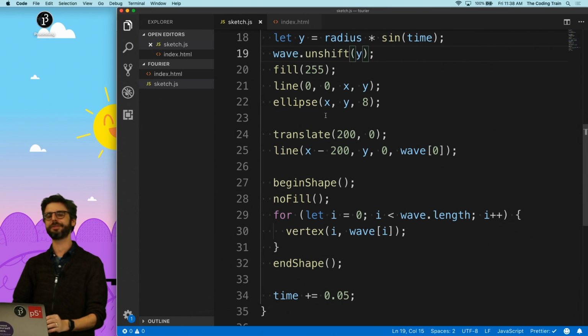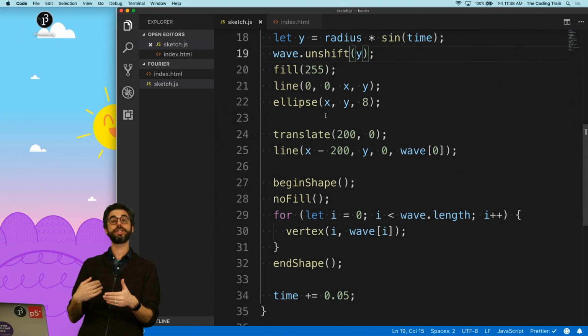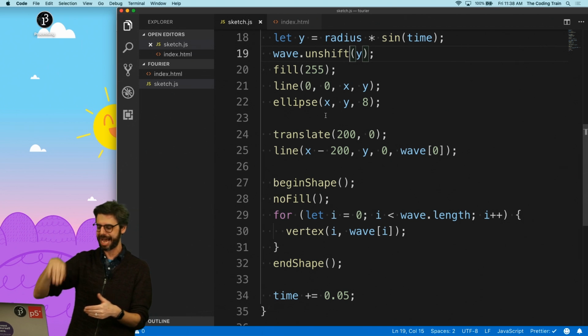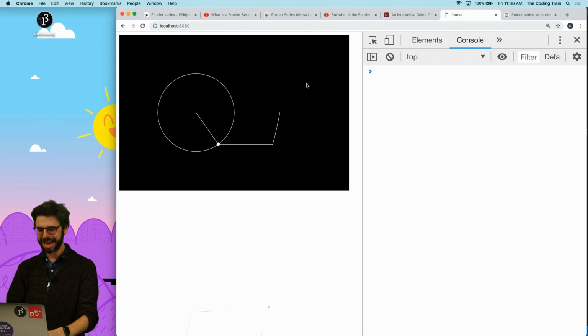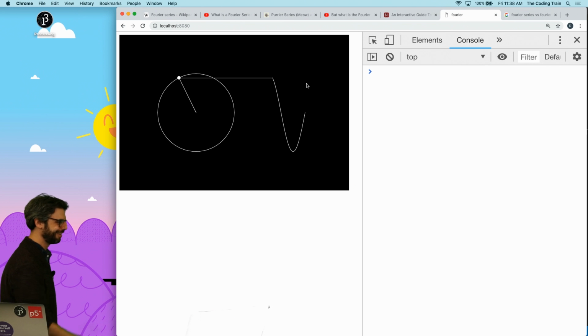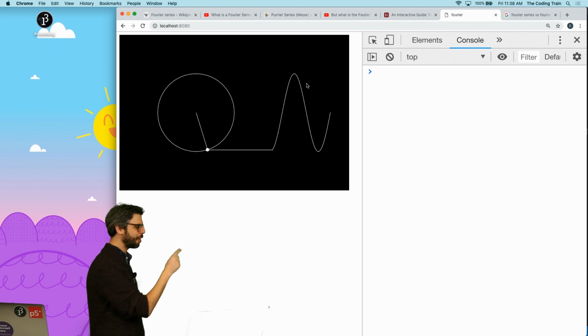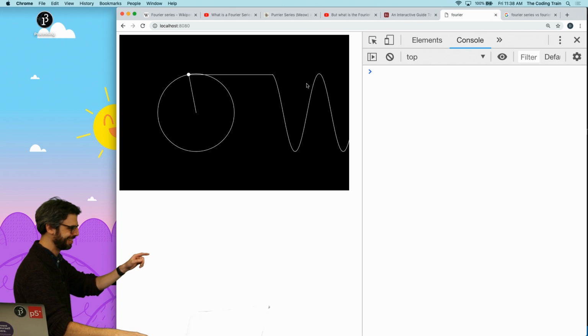So unshift is a JavaScript function. It's a weird name for it, but push just adds this thing to the end of the array, and I want to add it to the beginning. Oh, that was a mistake. There we go. This is what I'm looking for. Okay. So now I have the line connected there.